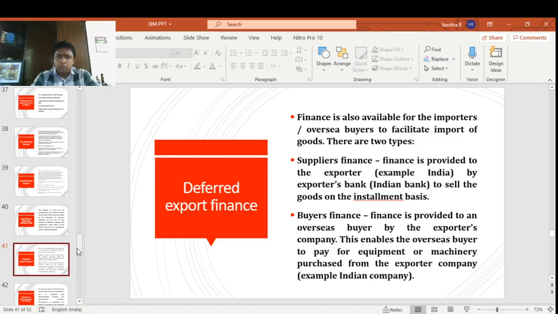Like in this case, the exporter is, say, a strong or branded company. The importer is a newcomer. He doesn't have funds, so it is vice versa. That's why it is called buyer finance. And supplier finance is provided to the exporter by the Indian company. Like we've already discussed, which is a pre-shipment finance.